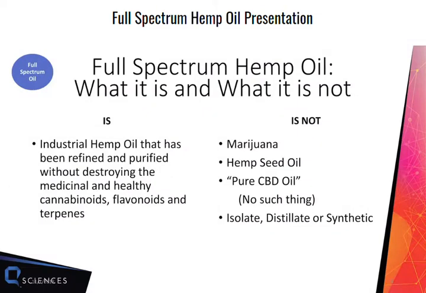The first one is full spectrum oil. What is full spectrum oil and what it is not? So what full spectrum oil is: industrial hemp oil that has been refined and purified without destroying the medicinal and healthy cannabinoid, flavonoid, and terpene benefits of the oil. What it is not is marijuana. It is not hemp seed oil. It is not pure CBD oil, isolate, distillate, or synthetic.